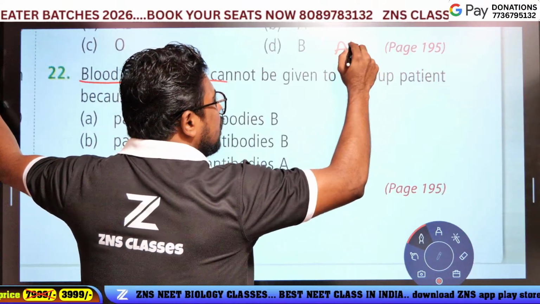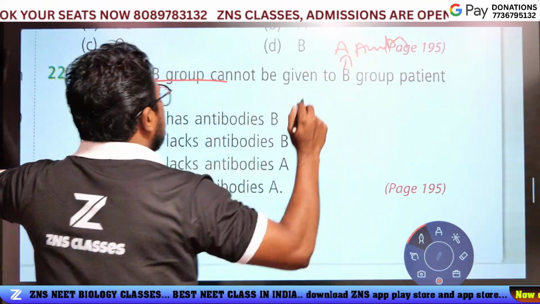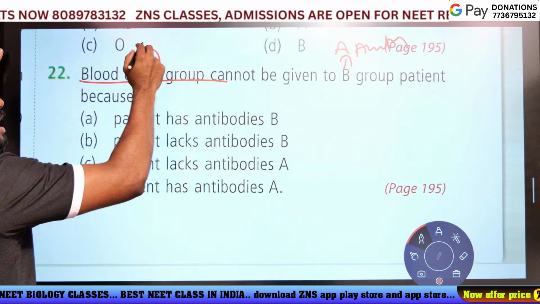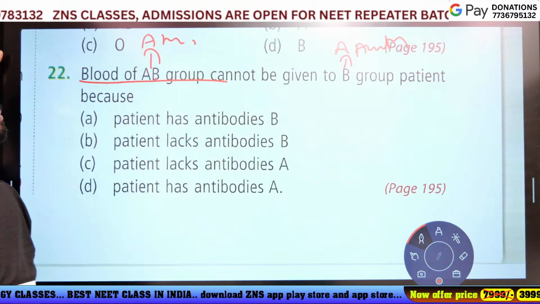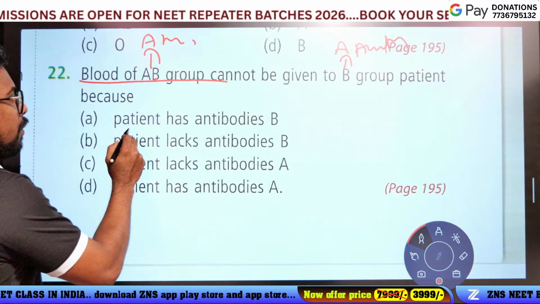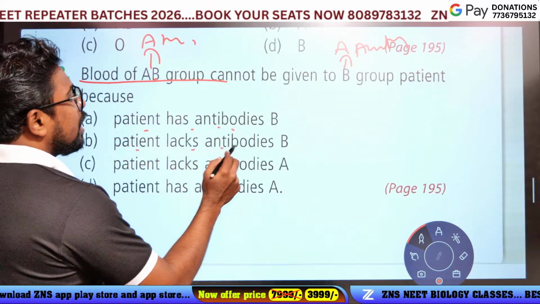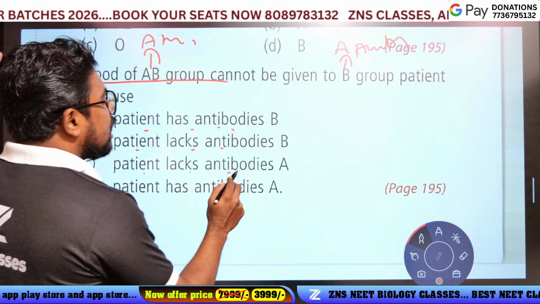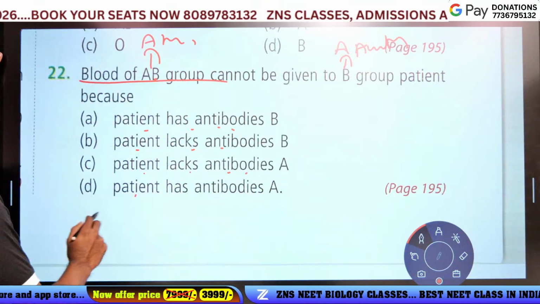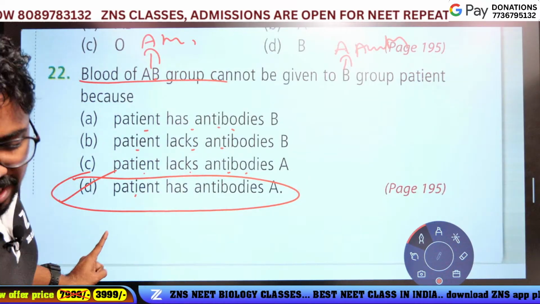B group contains antibody A, and AB group contains A antigen. The blood cannot be given because the patient has antibody B. No, the patient lacks antibody A. The patient has antibody A. Option D is the answer.